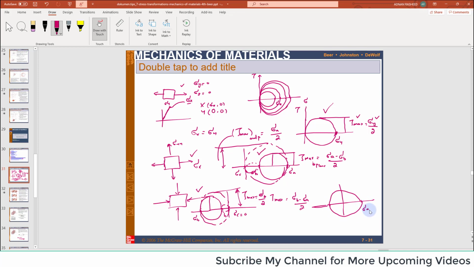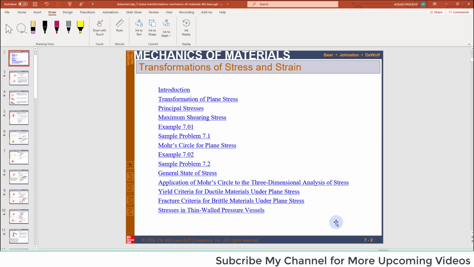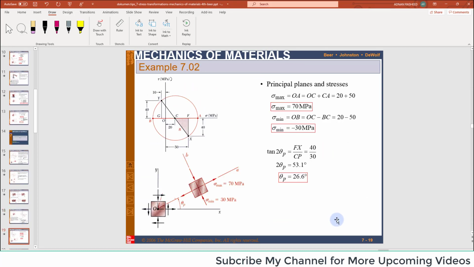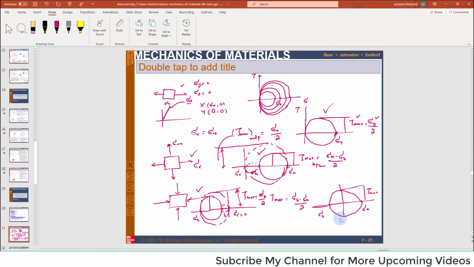So this is sigma A, this is sigma B. In this case, the maximum in-plane shearing stress, let me write it over here, will be equal to sigma A minus sigma B divided by 2. So maximum shearing stress in this case, when sigma A is positive and sigma B is negative, is equal to sigma A minus sigma B divided by 2.